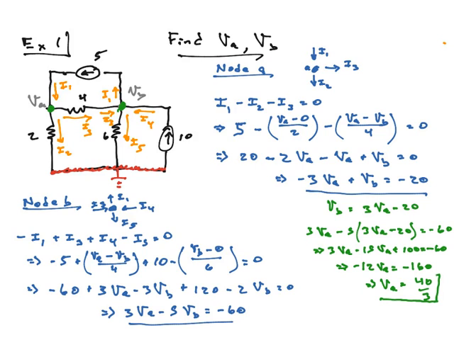So I now know what VA is. VA is 40 over 3. That's one of my answers. To get the other, VB, which is right here, VB is 3 times VA, but VA is 40 over 3, minus 20. The 3's cancel, so I have 40 minus 20, which is 20. There's my VB.